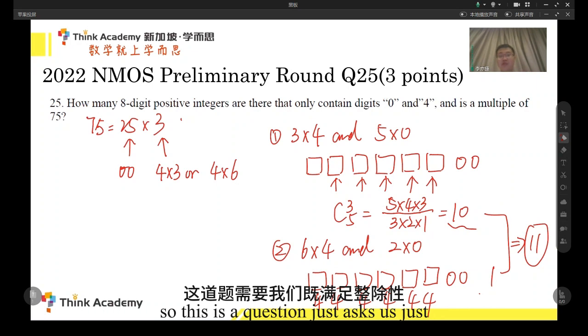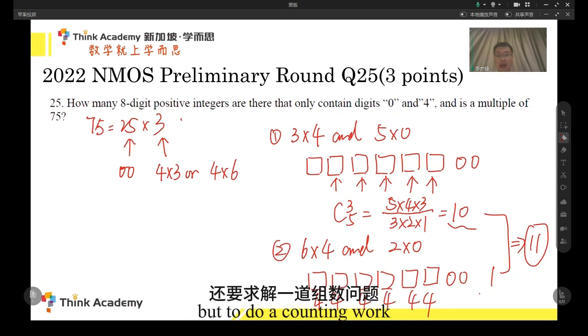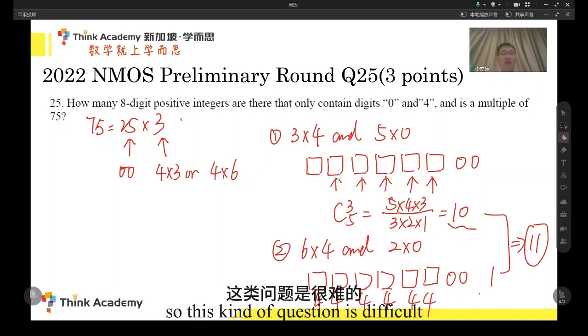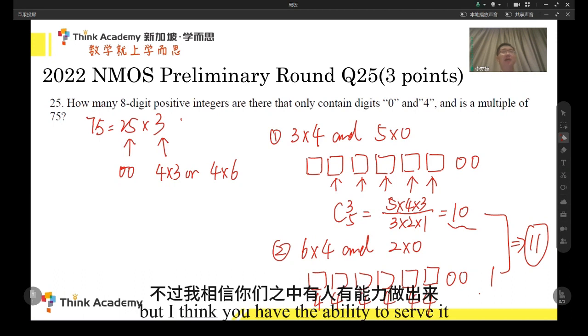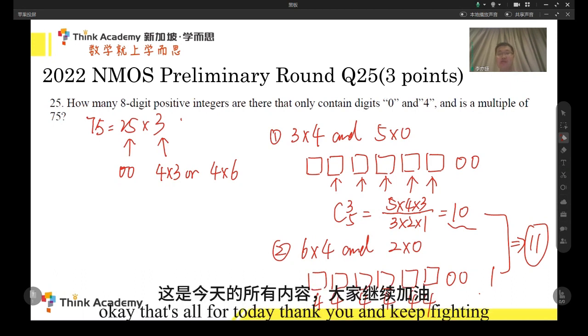So this question asks us not only to fit the divisibility, but also to do counting work. This type of question is difficult, but I think you have the ability to solve it. Okay, that's all for today. Thank you and keep fighting.